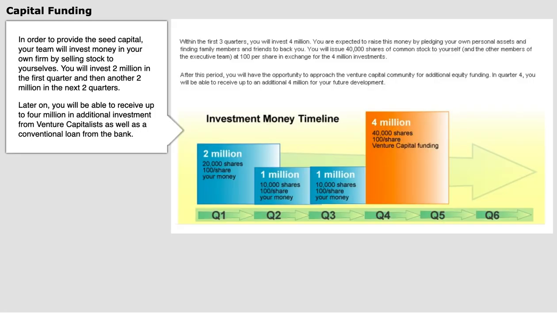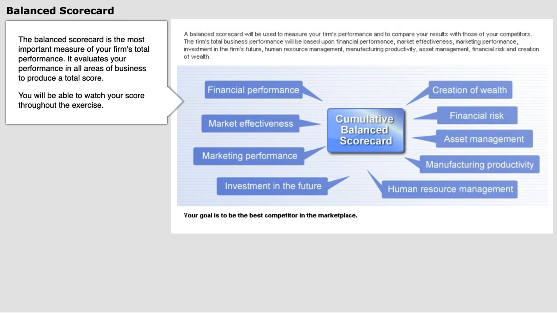In order to provide the seed capital, your executive team will invest money in your own firm by selling stock to yourselves. You will invest $2 million in the first quarter and then another $2 million in the next 2 quarters. Later on, you will be able to receive up to $4 million in additional investment from venture capitalists as well as a conventional loan from the bank. The balanced scorecard is the most important measure of your firm's total performance. It evaluates your performance in all areas of business to produce a total score. You will be able to watch your score throughout the exercise.